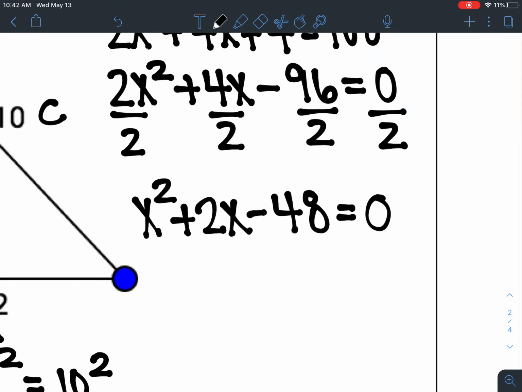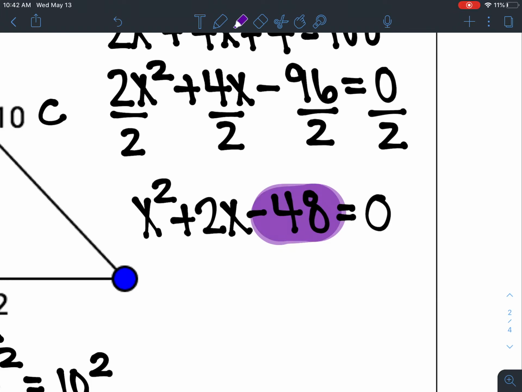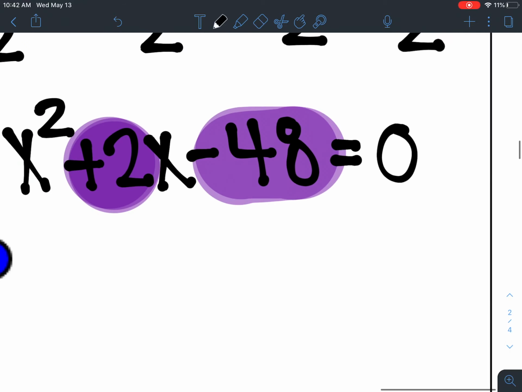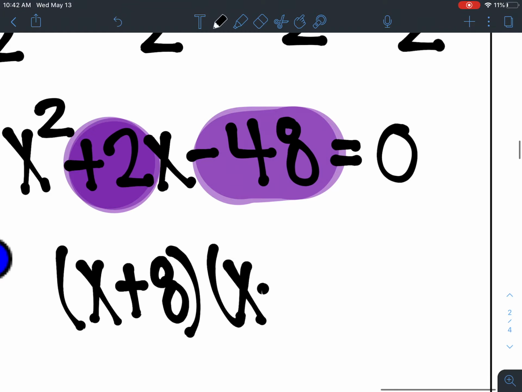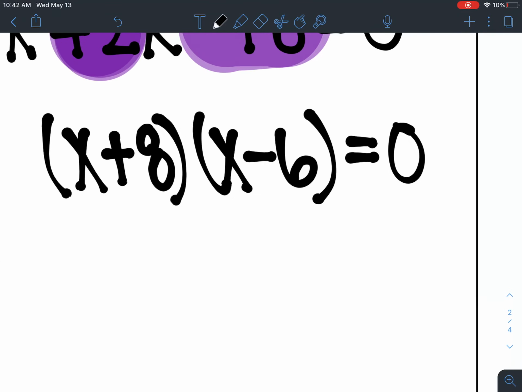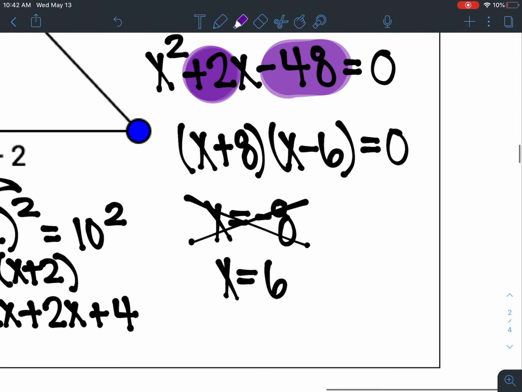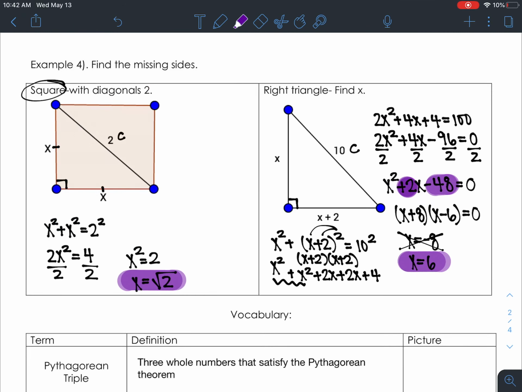Okay, so now I'm going to factor this, all right? So I need to find 2 numbers that multiply to get a negative 48, add to get a positive 2. Those 2 numbers are 8 and a negative 6. So I'm going to get (x plus 8)(x minus 6) equals 0. All right, setting them both equal to 0, I'm going to get x is equal to a negative 8, x equals a positive 6. All right, the negative 8 won't work because we're talking about side lengths, so my final answer is x equals 6.